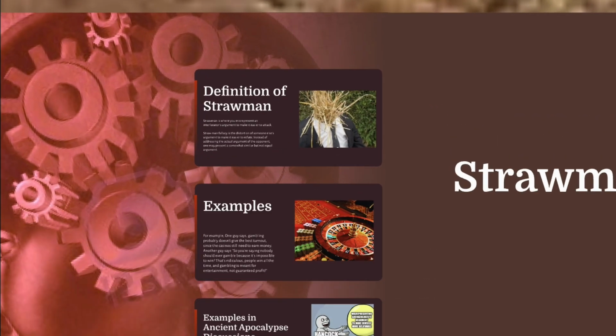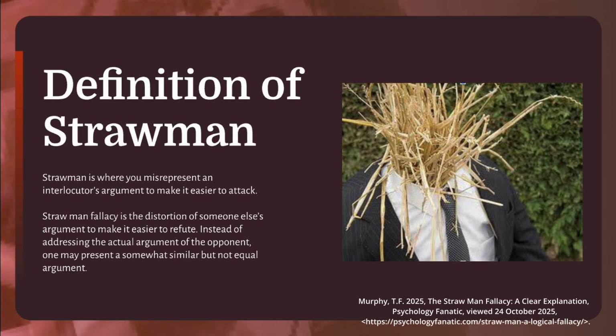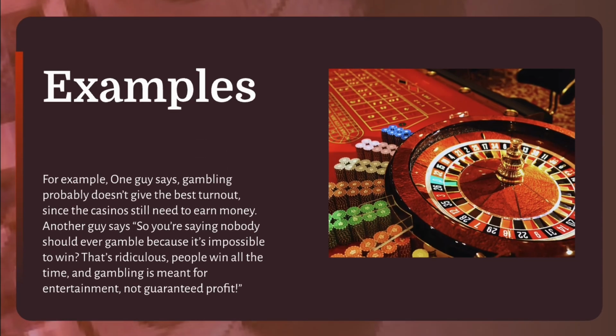Strawman. Strawman is where you misrepresent an interlocutor's argument to make it easier to attack. Strawman fallacy is the distortion of someone else's argument to make it easier to refute. Instead of addressing the actual argument of the opponent, one may present a similar but not equal argument.